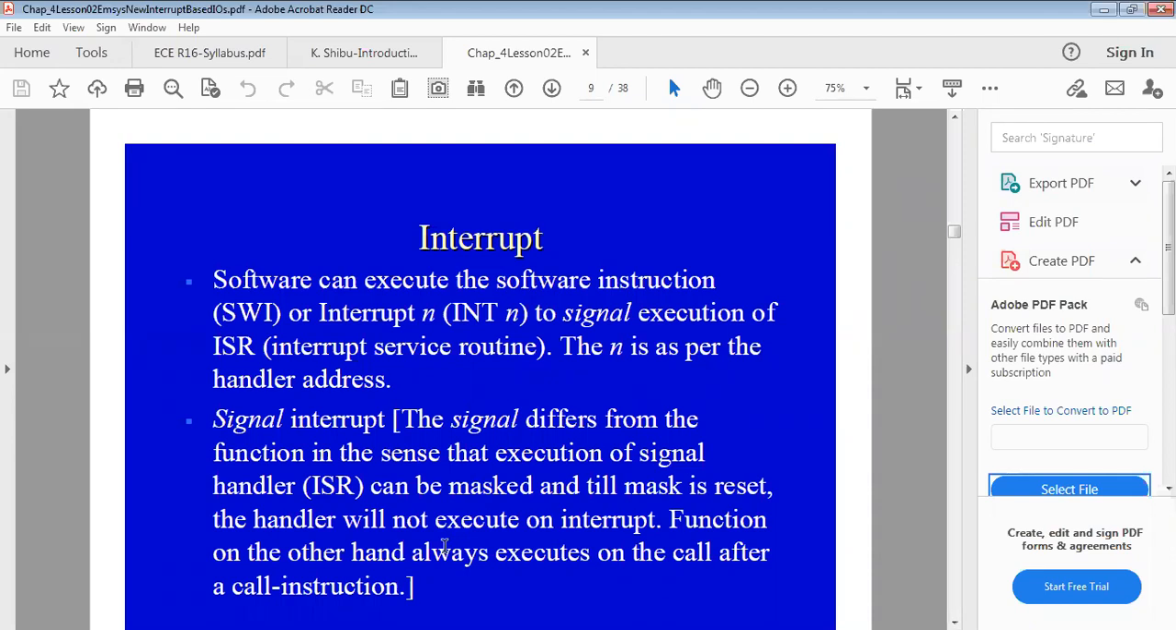And again there are several priorities. Priority levels are also there.